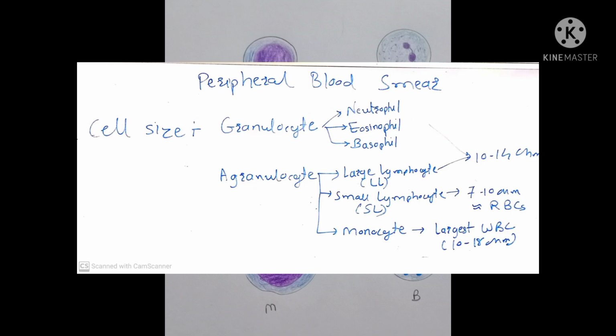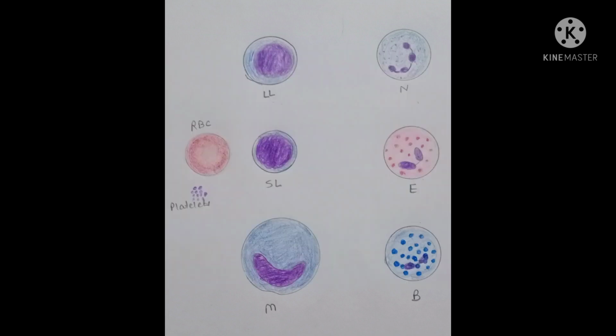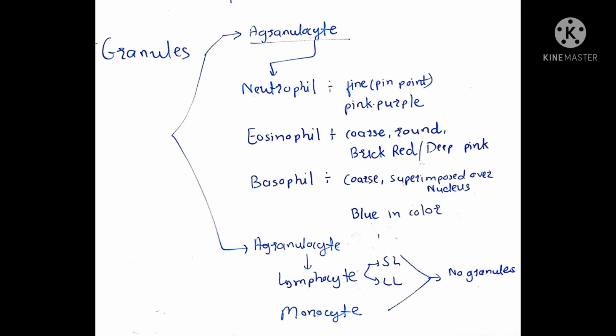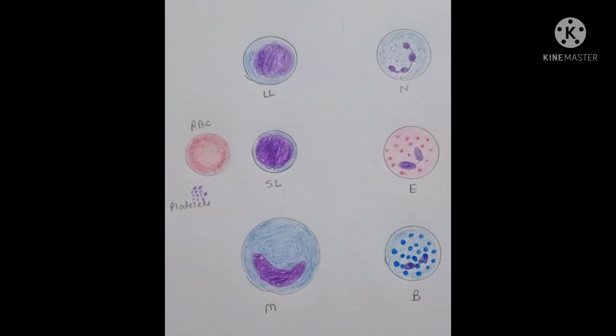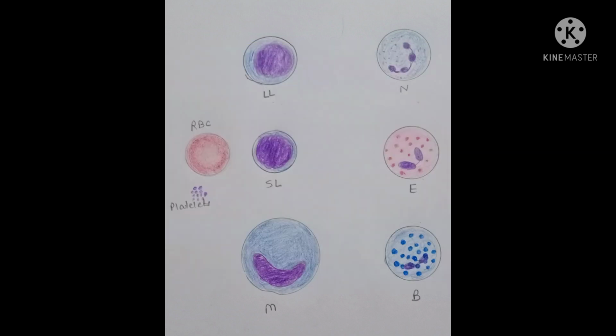Cell size of the granulocyte and the large lymphocyte is almost equal. Small lymphocyte is equal to the RBC and the monocyte is the largest WBC. Nucleus of all is violet or purple in color. Granules of neutrophil are pink purple, eosinophil brick red and the basophil blue in color. Only eosinophil has a pink cytoplasm.